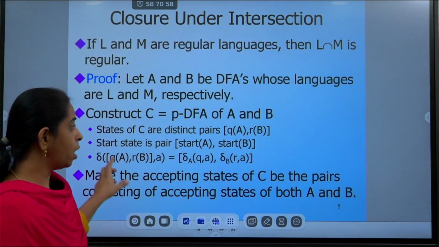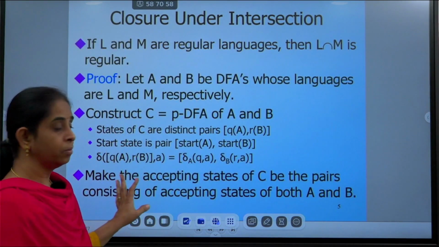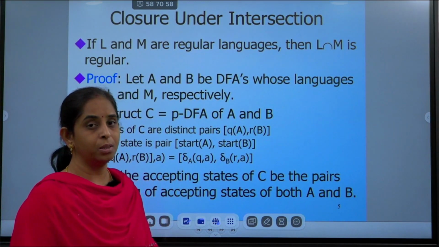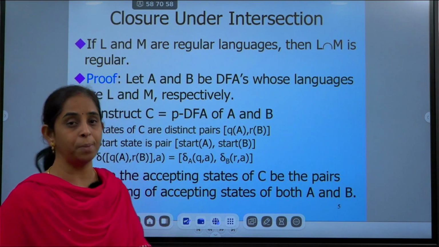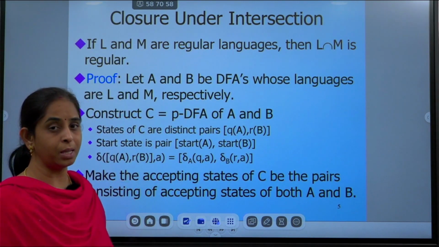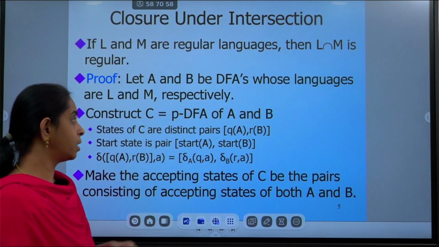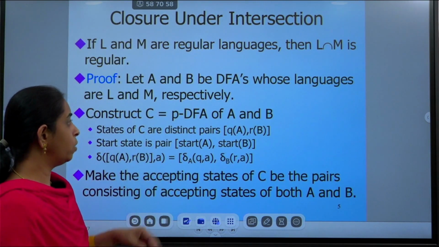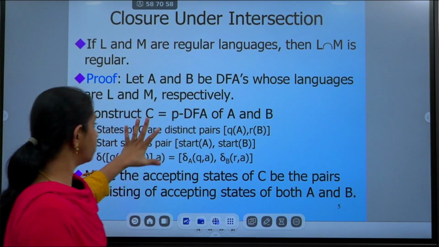Under intersection, whenever L and M are two regular languages, L intersection M is also regular. We are saying that L union M is regular, LM is regular, and L star is regular. We will see the proof. Here we look at the intersection property.